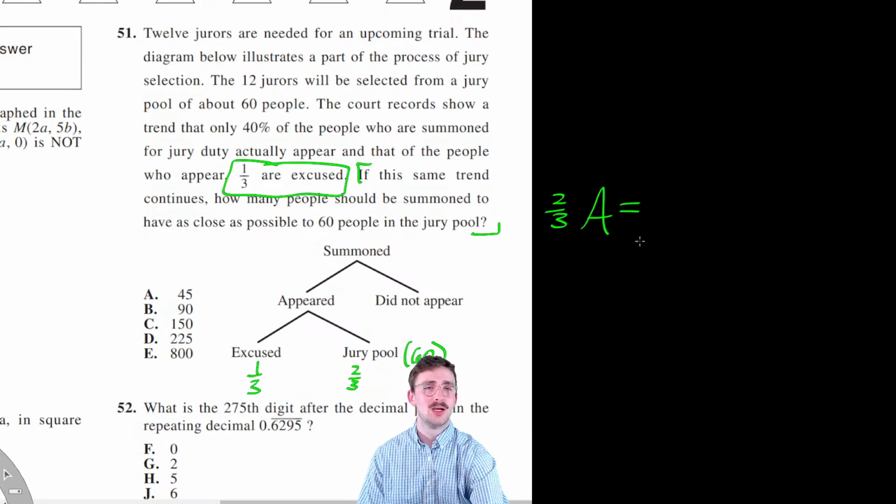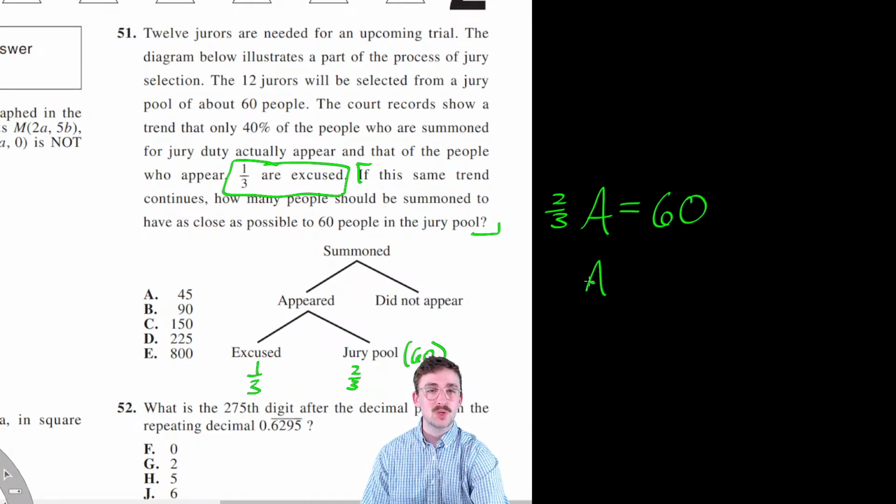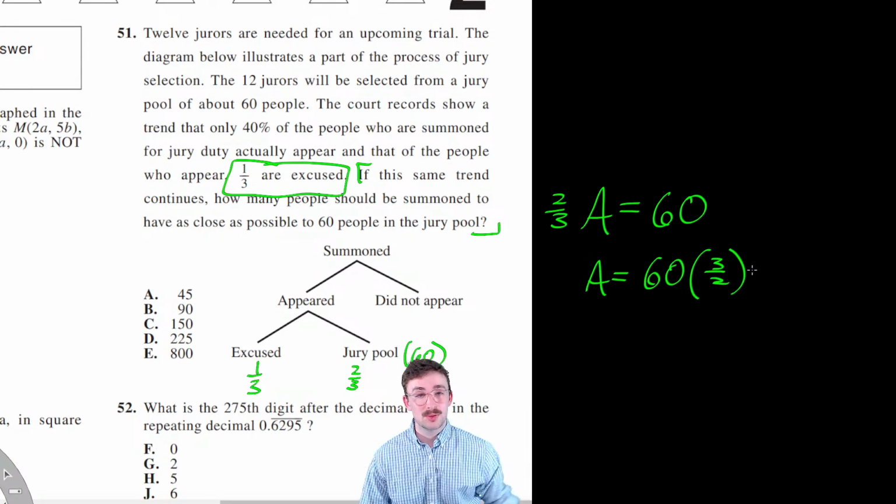Another way of writing this is 2/3 A is J, and then we plug in 60 for the J. So that means A equals 60 times 3/2. Just going to do some mental math here. 60 divided by 2, 30 times 3, 90.